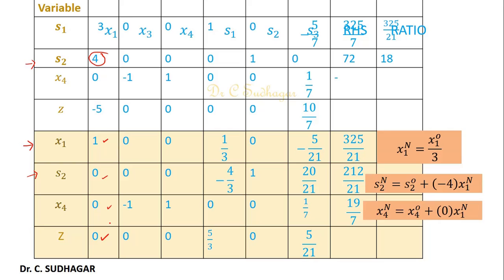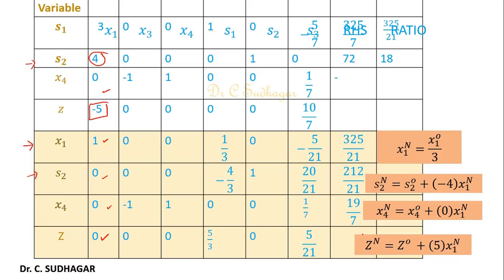Okay, so the third row X4 new is going to be X4 old plus 0 into X1 new. Why are we doing it like that? Because this place is already 0, there is no need for change, just copy them here. Okay, and the last row z is also the same formula. New z will be equal to, take the old z plus, this is the pivot column element, minus 5, change the symbol, this is plus 5 into X1 new. Okay, so apply the formula the same way we have done for the previous iteration.